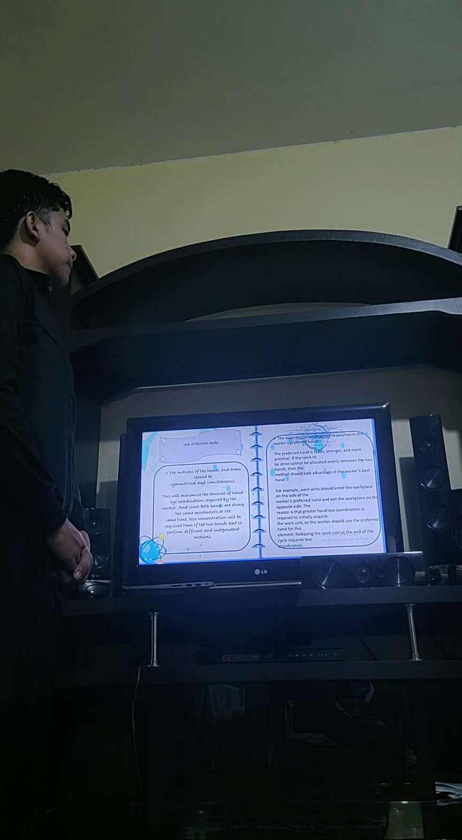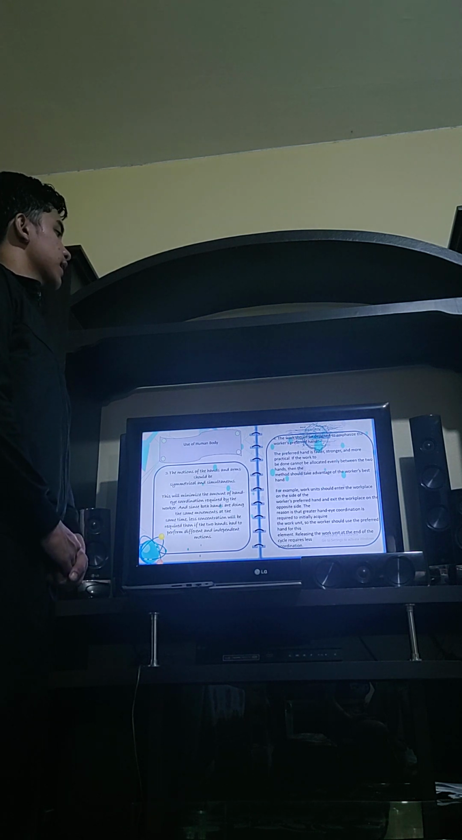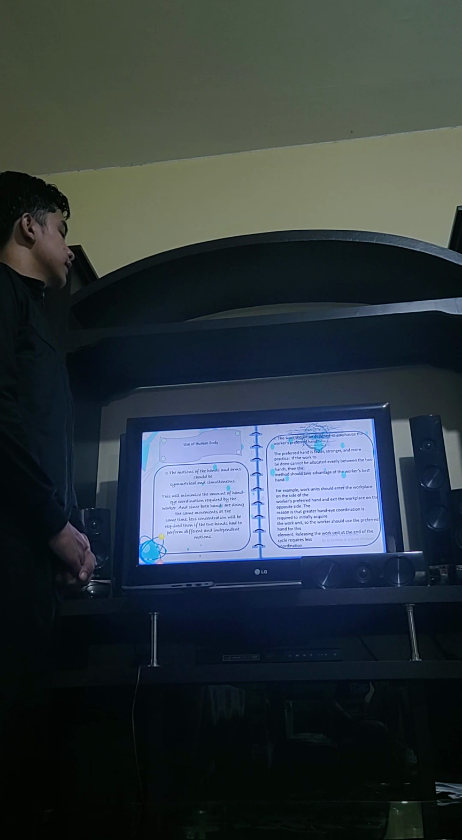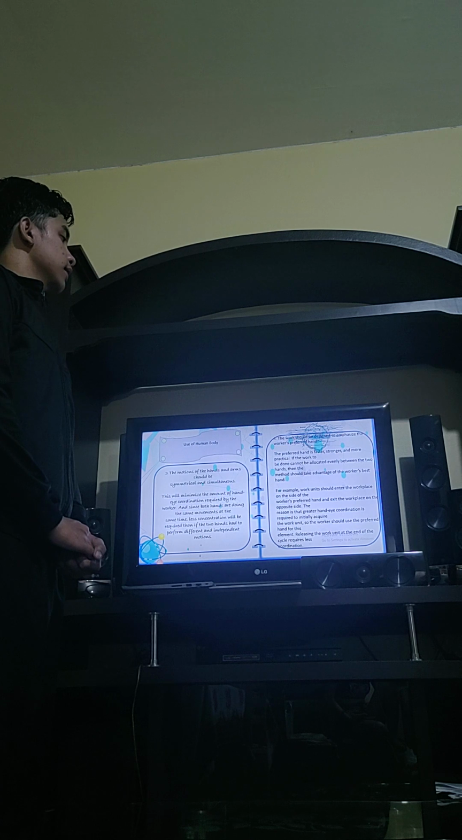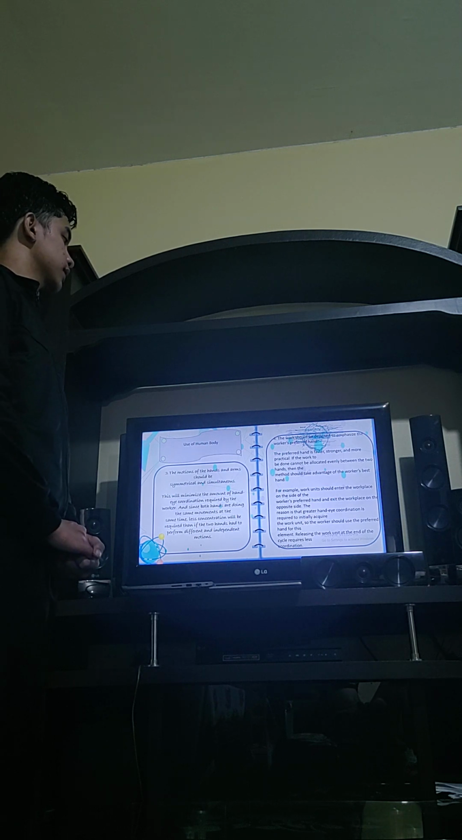Number 4, the work should be designed to emphasize the worker's preferred hand. The preferred hand is faster, stronger, and more practical. If the work to be done cannot be allocated evenly between the two hands, then the method should take advantage of the worker's best hand. For example, a work unit should enter the workplace on the side of the preferred hand, and exit the workplace on the opposite side.